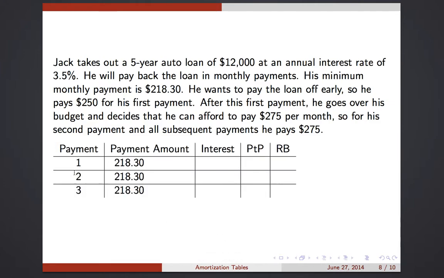Well, here's how the old table started, right? On the previous example, his payment amount was $218.30. But now his first payment is $250. His second payment is $275. His third payment is $275, etc. So if you were to make this chart farther down, you would just see 275s all the way down, because that's what the problem says happens. So that's different, right? He's paying more every month. But in terms of filling out the table, you now just do everything the same way.